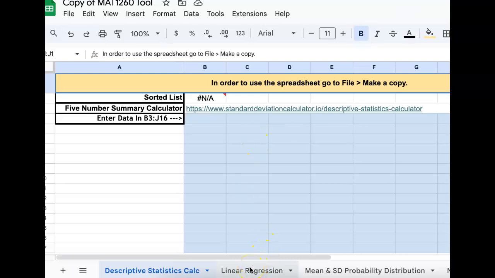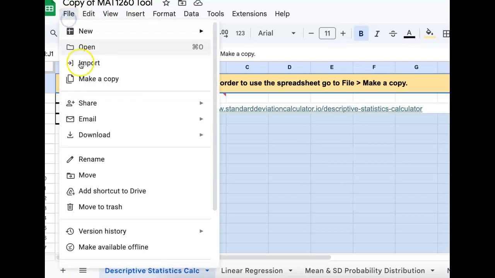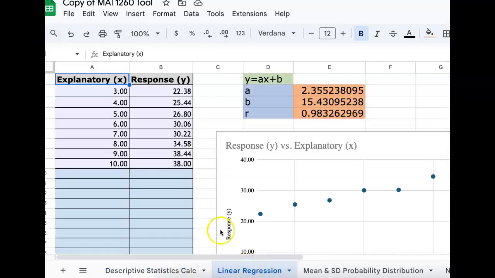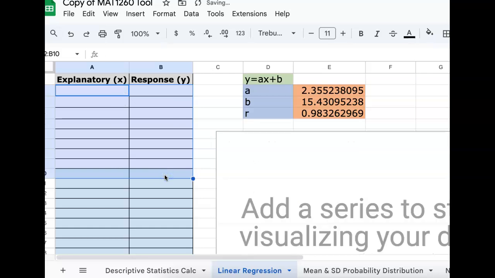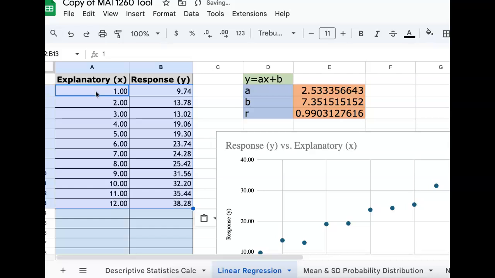By the way, in order to be able to edit and use this, you do have to make a copy. So you can go to File, make a copy, copy it to your drive, and then you'll be able to edit it. I already have some example data in here, so you can just delete that, and then Command V, or right click and paste, Control V, however you want to get your data in there. And then that will create a little chart for you, and this is the equation.